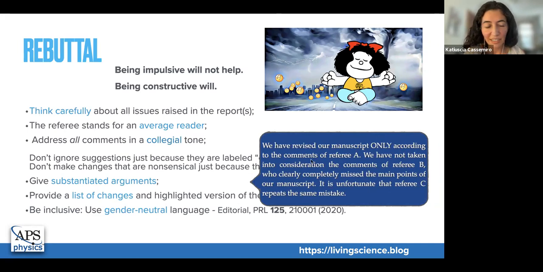And this is an example of something that you should not do. The author says: We have revised our manuscript only according to the comments of referee A. We have not taken into consideration the comments of referee B, who clearly completely missed the points of our manuscript. It is unfortunate that referee C repeats the same mistake.